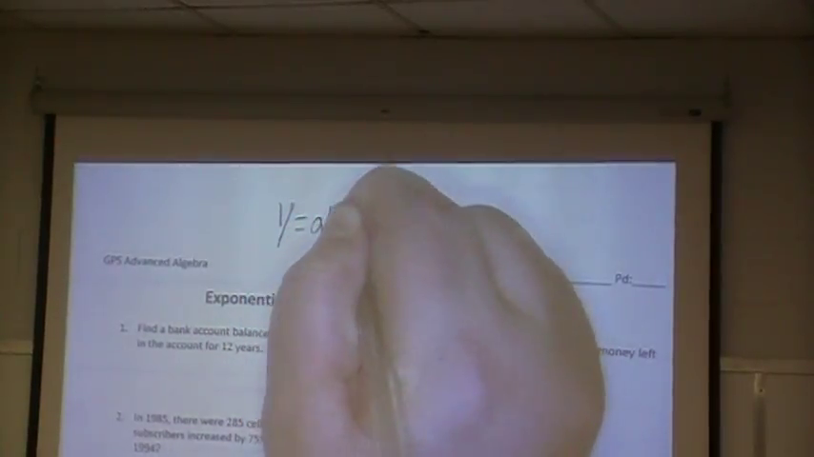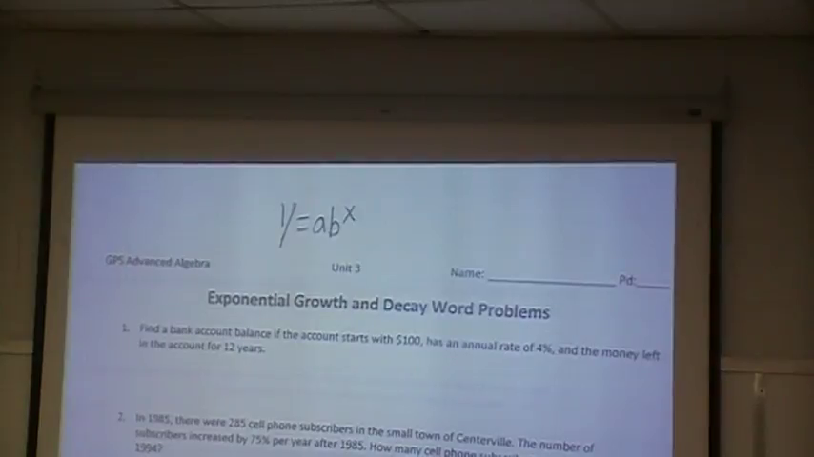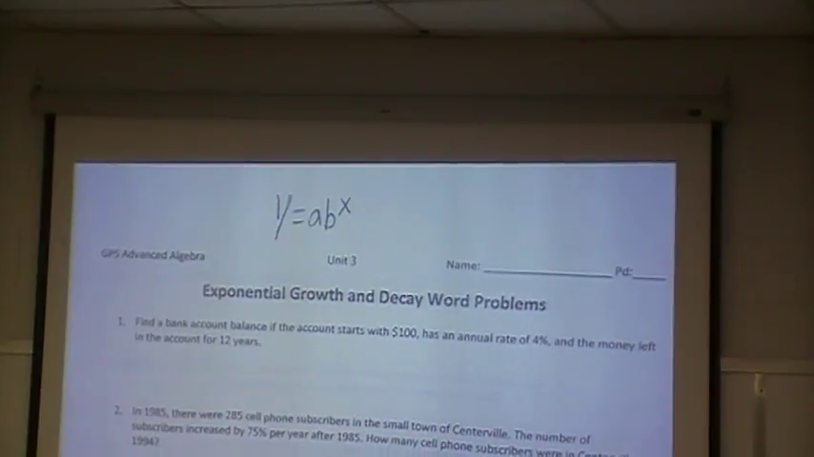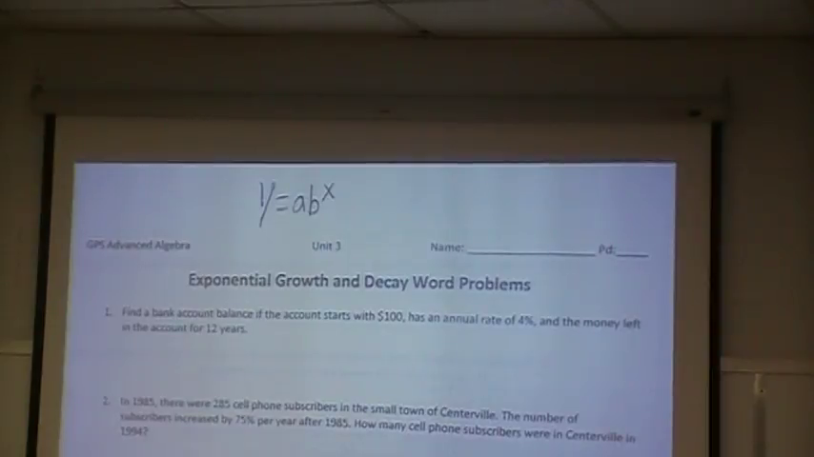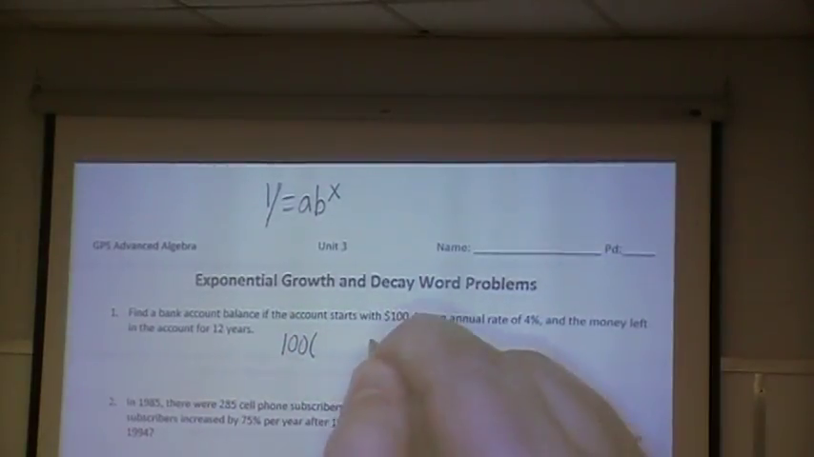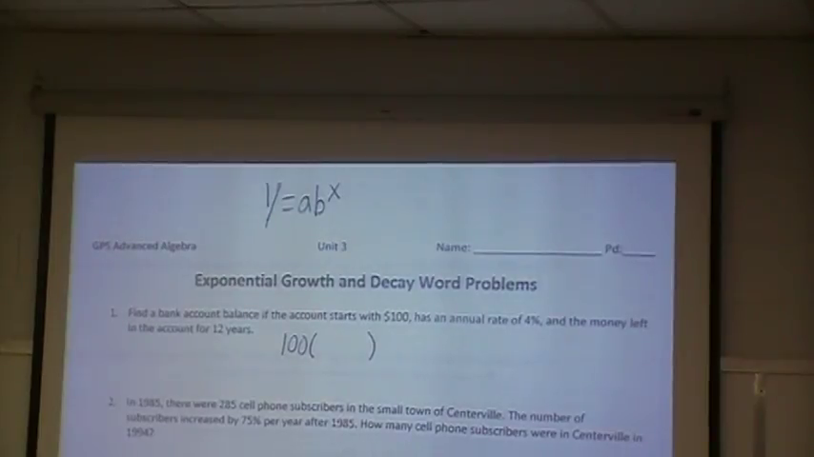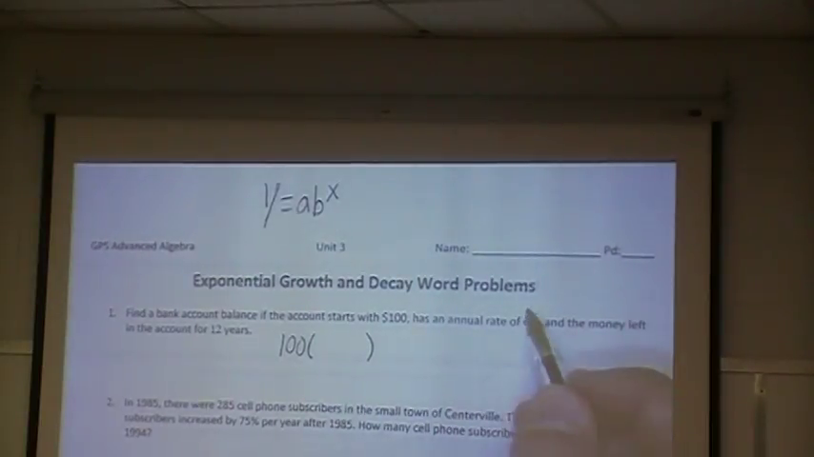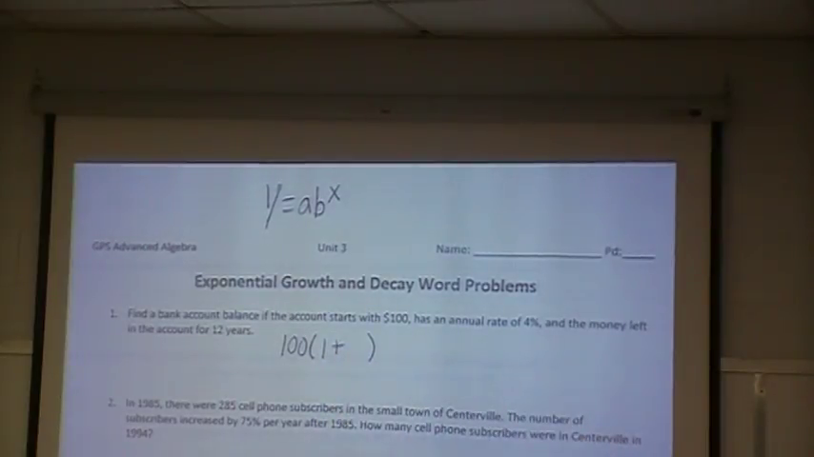Y equals AB raised to X. What is my A? What did I start with? $100. Inside my parentheses is where I'm going to work out my growth rate. Now let me ask you something. Is this account growing or is it decreasing? It's growing. So I know it's 1 plus, because it's growth.